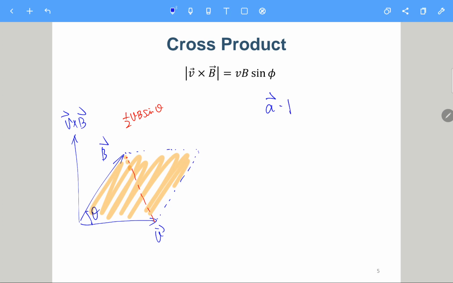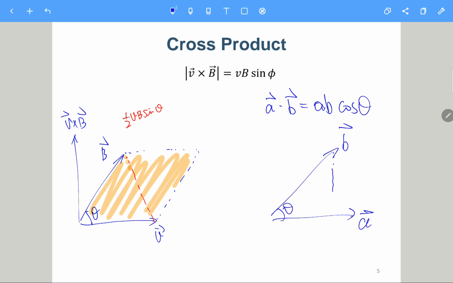For the dot product, A dot B equals AB cosine theta. In this case, we have A and B, and then cosine theta. So the projection of B onto the vector A is this one, B cosine theta. So this is a right angle. So the length of this part is the projection of B on vector A. So the length is B cosine theta. So AB cosine theta is the length of A times the projection of B on A.